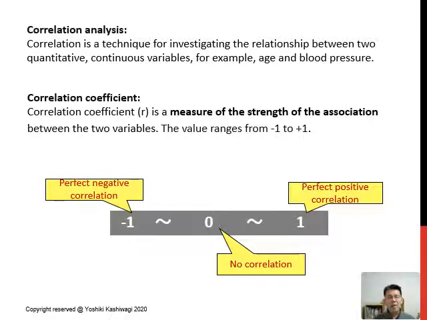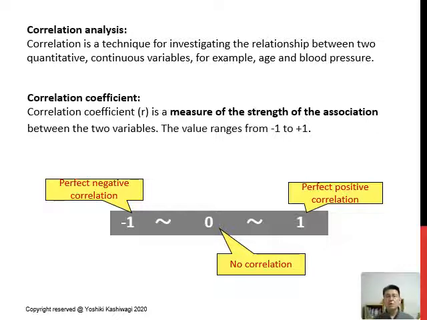How can you identify the cause or reasons with data? For this objective, I'd like to introduce a new technique, a new analysis, which is called correlation analysis. Here is a definition of correlation analysis. Correlation is a technique for investigating the relationship between two quantitative continuous variables, for example, age and blood pressure.